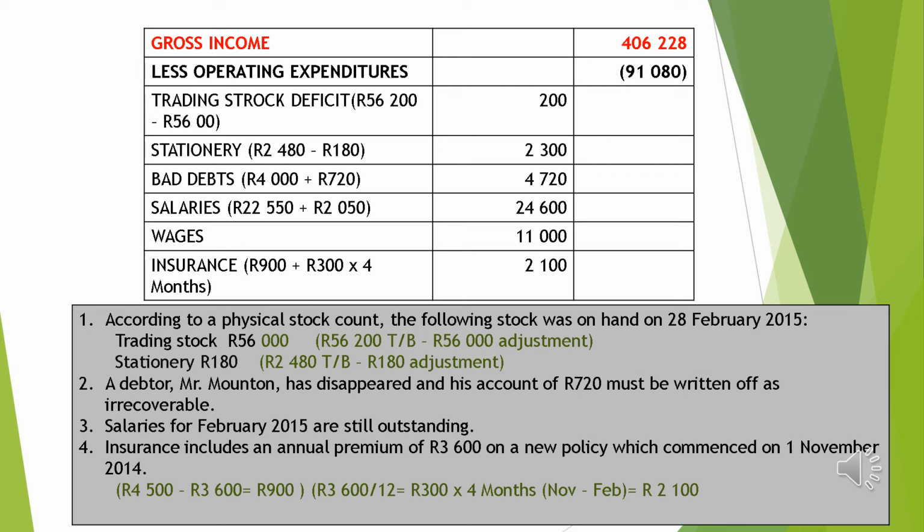Therefore, we say 2,480, the total amount of stationery that was bought during the year, minus what? Stationery on hand, stationery that was not used, stationery that still has a value of 180. Then this stationery will also go where? To your current assets as stationery on hand or consumable stores on hand. Then 2,480 minus 180 gives us 2,300, which is the stationery that we used during the year.